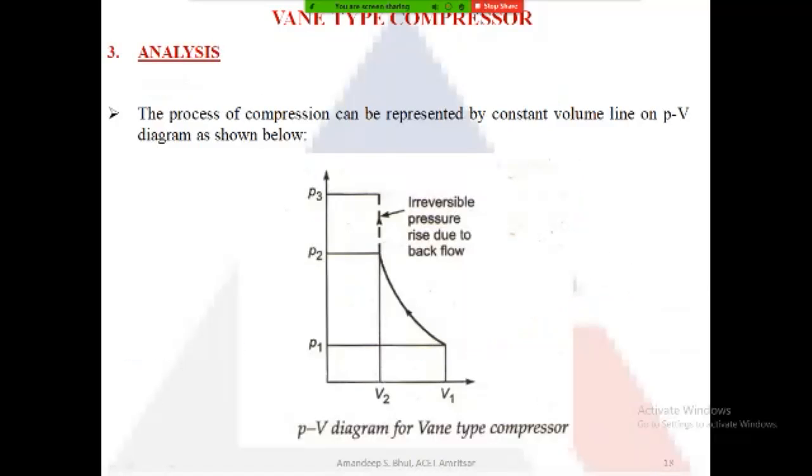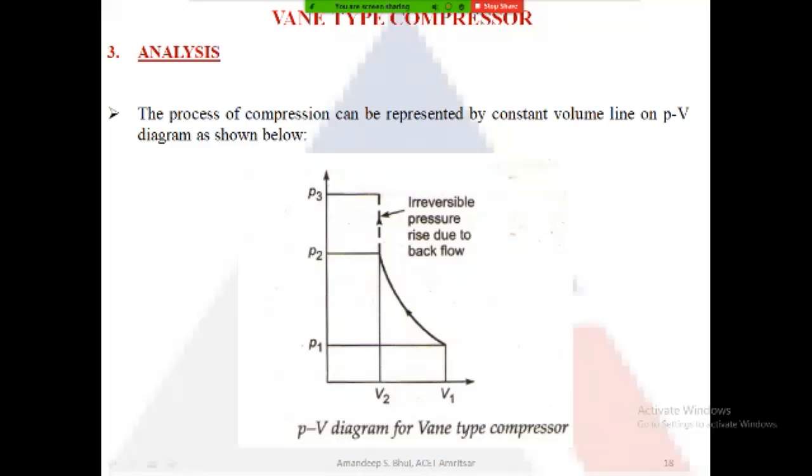Now the analysis part. If we look into the analysis of a vane type of compressor, the compression is taking place in two parts. This is the starting point where the volume is V1 and the pressure is P1. P1 is the atmospheric pressure, and V1 is the volume of air that is sucked inside the vane type of compressor.